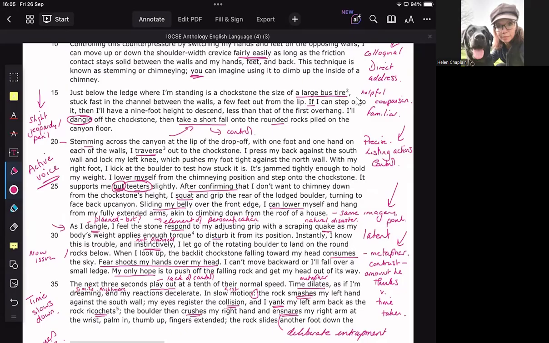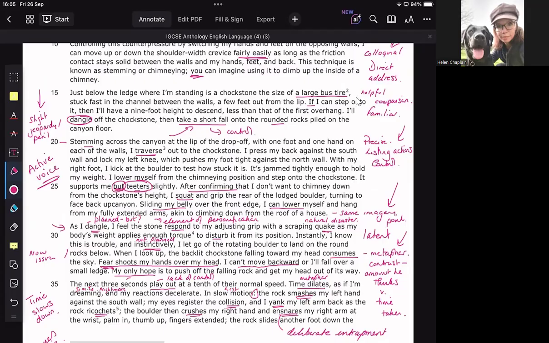And other things apart from him start to be active. So fear shoots my hands over my head. Again, we're kicking into that instinct point. And now all these actions that he'd planned kind of come to a halt. I can't move backwards or I'll fall over a small ledge. We have the language of kind of desperation. My only hope is to do this and get my head out of the way.